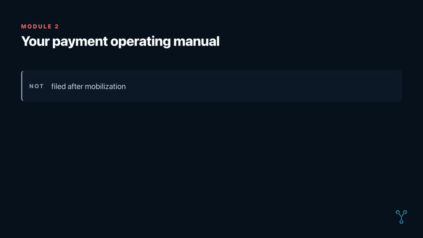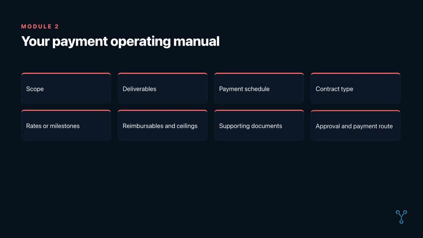Module 2, your contract and how you get paid. Before you manage a project activity, learn how your own firm earns and collects money. The signed contract is not a document to file after mobilization. It is your payment operating manual.